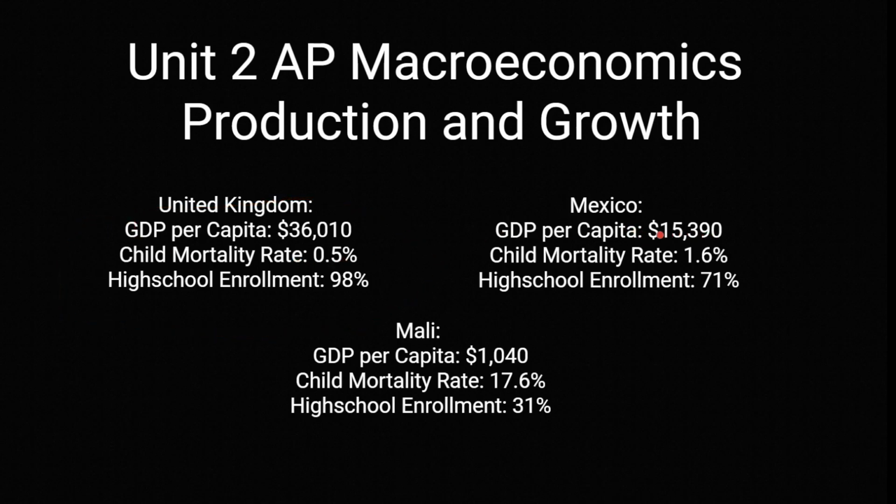In Mexico, the GDP is a bit lower, about $15,000 per person. About 1.6% of children end up dying, and only 70% are in high school. And in Mali, with about $1,000 per person, more than 1/6 of the children die, and 31% are enrolled in high school. Just because a GDP is high doesn't always mean that you're going to have good things, it does tend to correlate. So you need to know that when a country is doing better, it'll generally have lower mortality rates, higher high school enrollments, and other things. But it doesn't imply that.